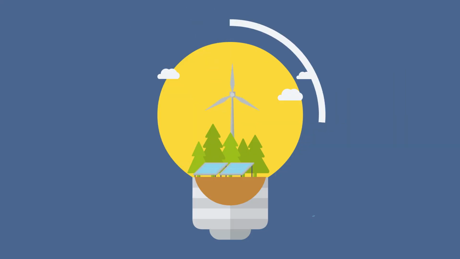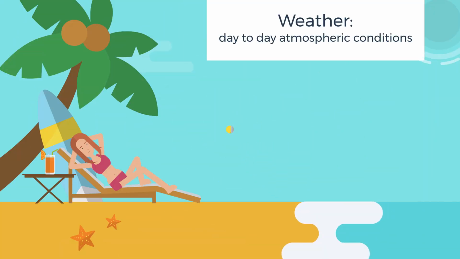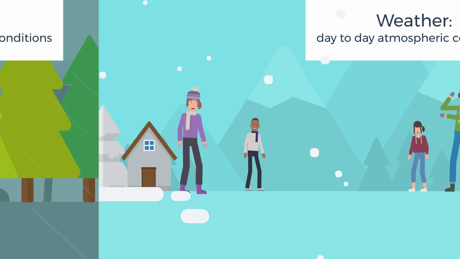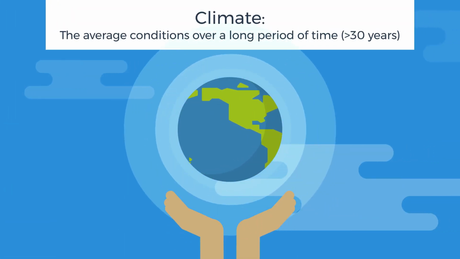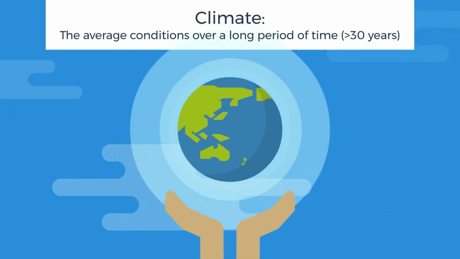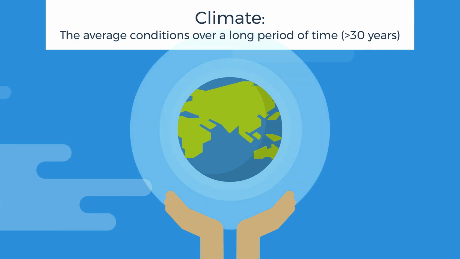So, what do we mean by the term climate? Weather is the word we use for day-to-day atmospheric conditions, while climate is the average conditions over a long period of time, usually defined as around 30 years.